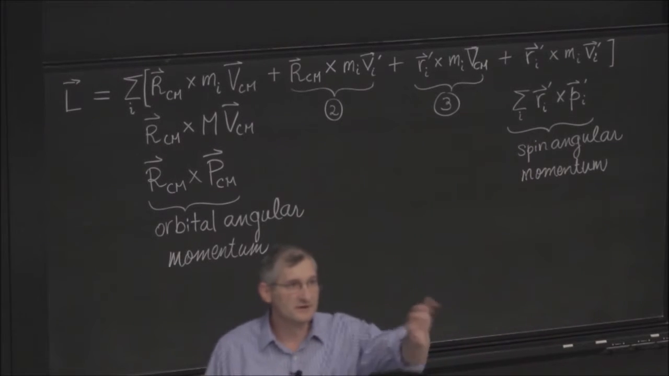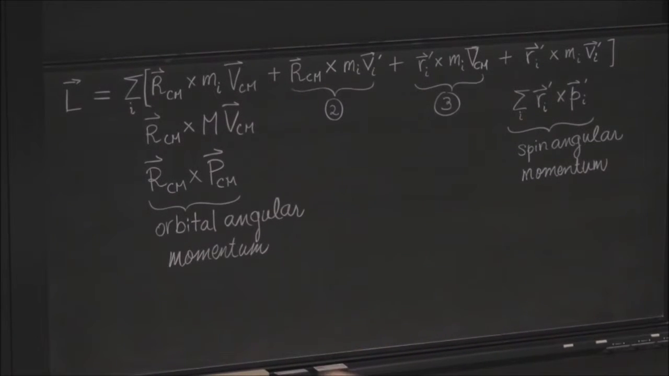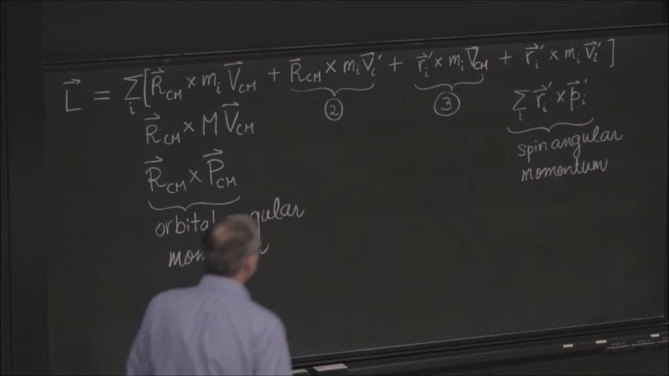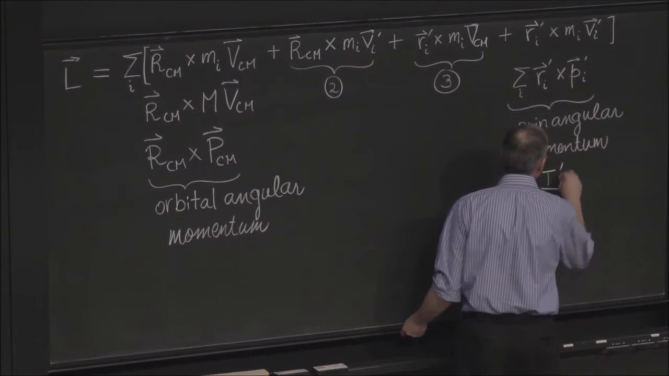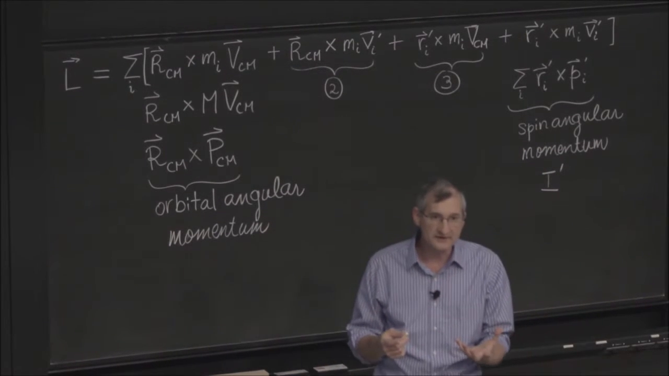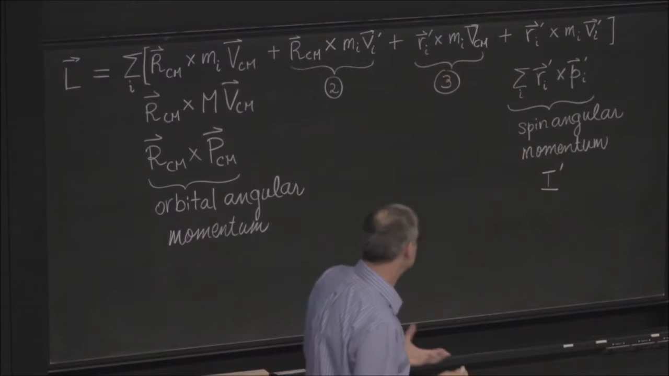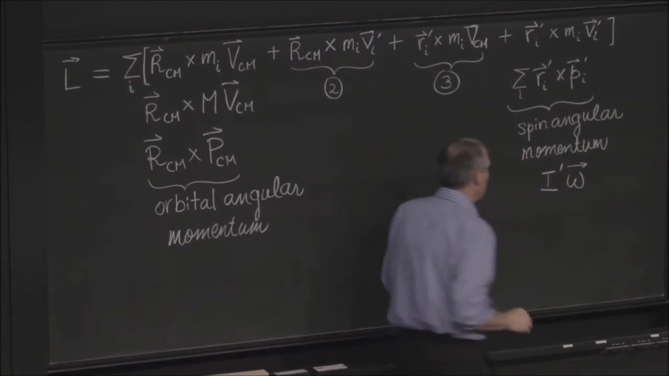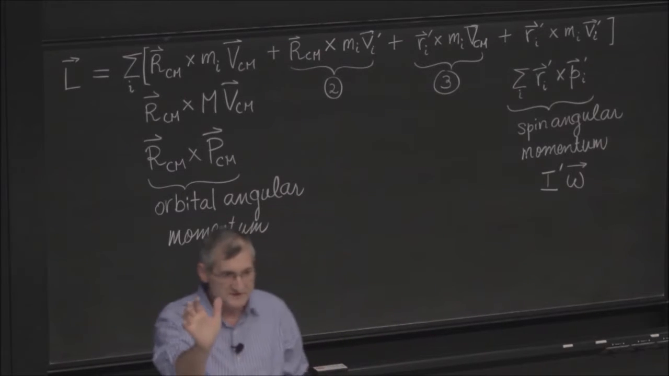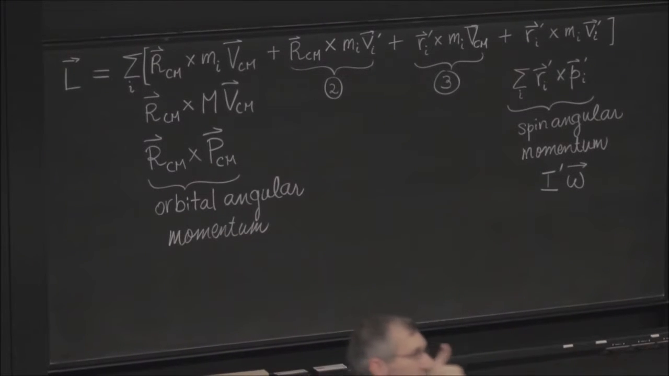There was a question, or there was a hand up? Yeah. And so that term often will take the form I prime omega, the prime meaning that we're calculating with respect to the center of mass, times omega vector. Remember, we're using the right-hand rule to associate the direction of the angular velocity vector.